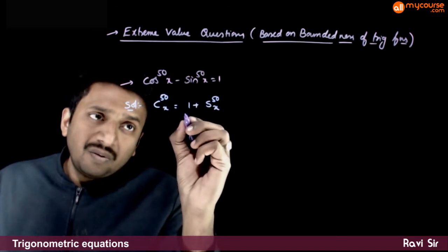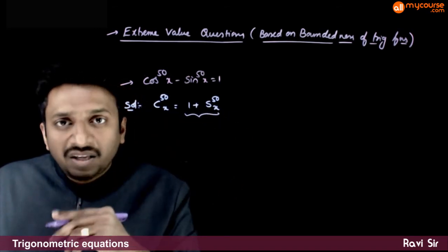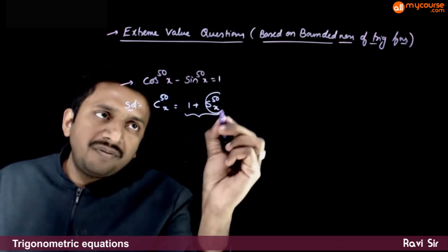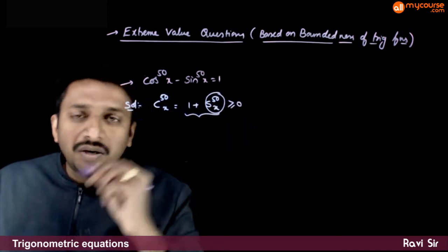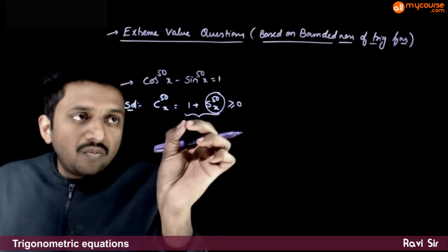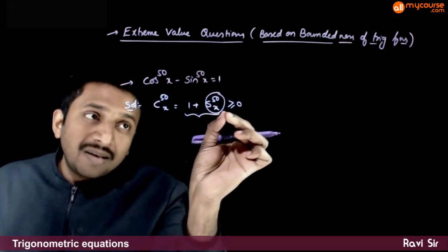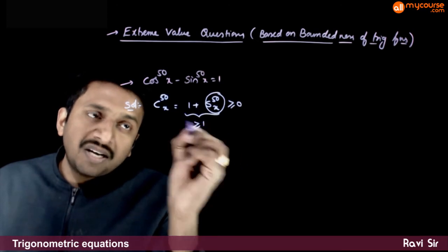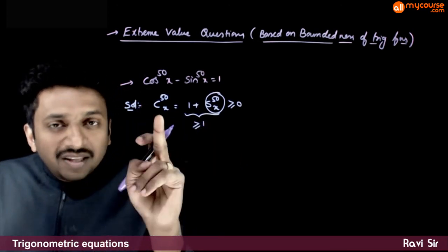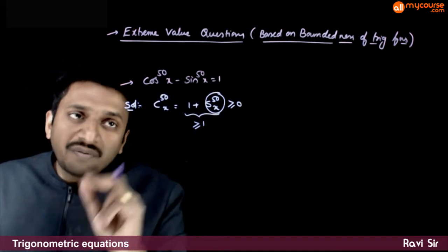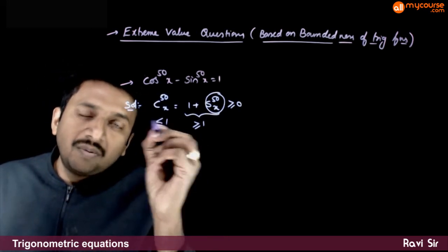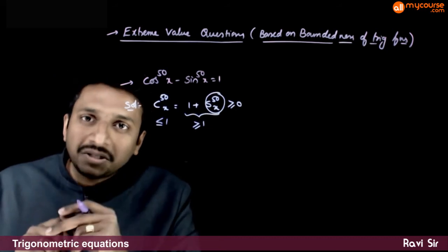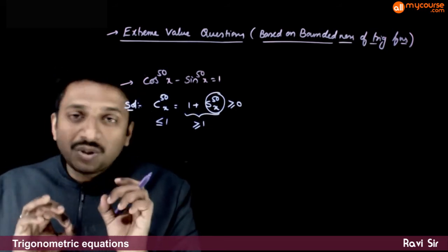So just observe this part of the equation. 1 plus sin power 50x is always greater than or equal to 0. It cannot be negative. So 1 plus some number which is greater than or equal to 0, that is, RHS is always greater than or equal to 1. But the LHS is cos x power 50. This will always be less than or equal to 1. So if these two have to be equal, there is only one way in which both can be equal.